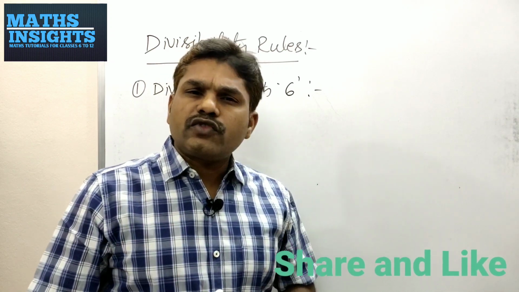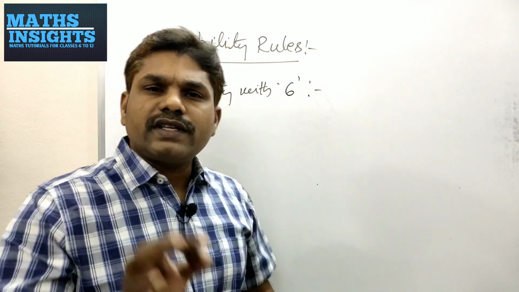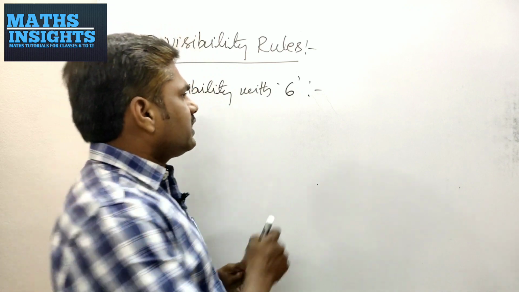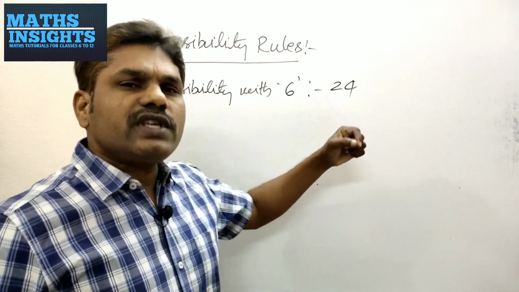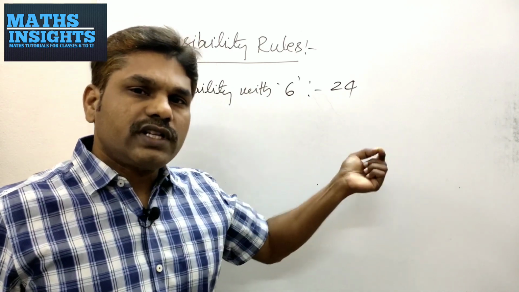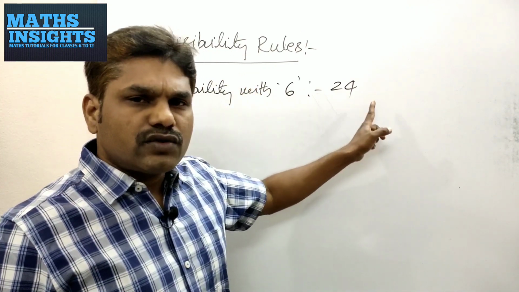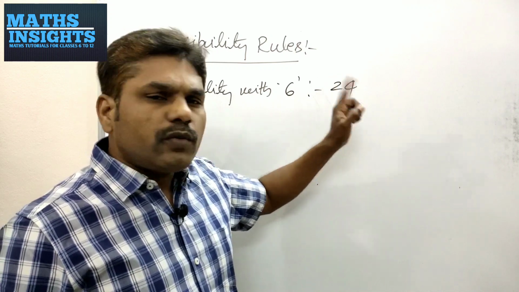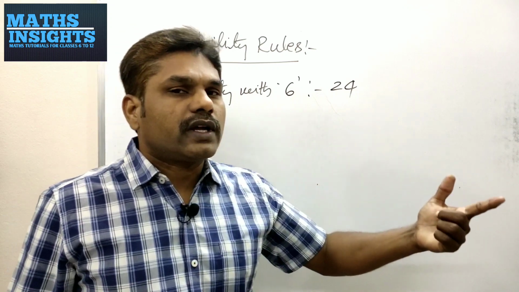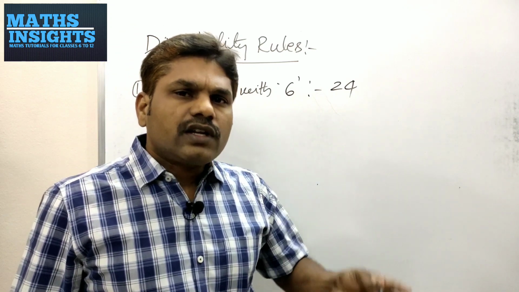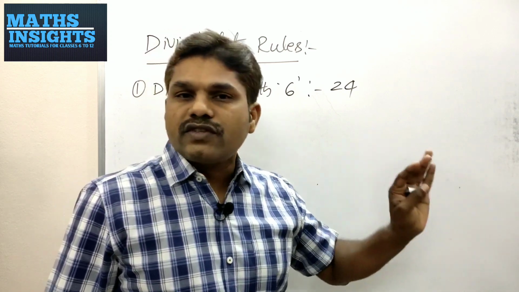When it is exactly divisible by those 2 and 3, automatically that number is exactly divisible by 6. Suppose I am taking 24. You have to check whether 24 is exactly divisible by 2 and 3 or not. You know that 2 12s are 24 and 3 8s are 24. Therefore, it is divisible by 2 and 3. Therefore, the number is also divisible by 6. So, the condition is, if it is divisible by 2 and 3 exactly, then that will be exactly divisible by 6 also.